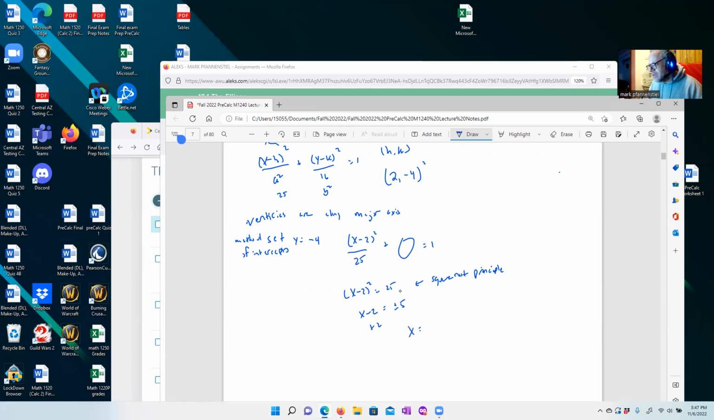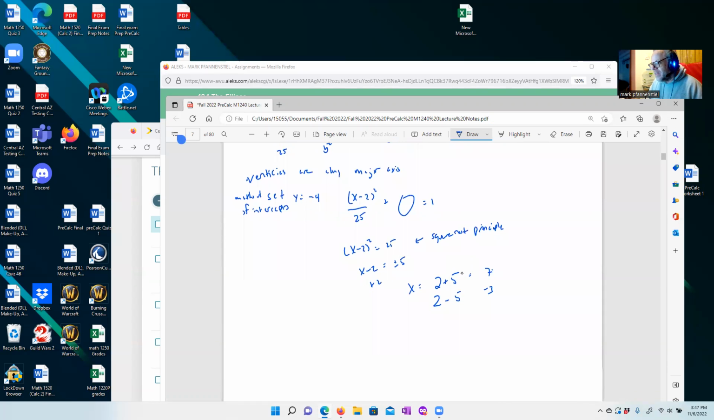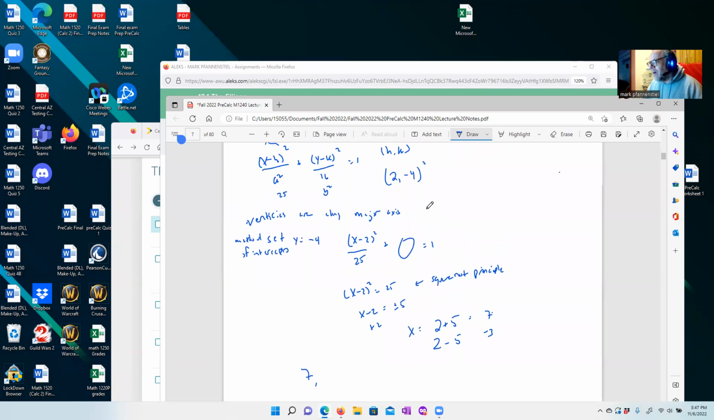So we're going to have x is equal to 2 plus 5. We're also going to have x equals 2 minus 5. So we're going to have 7, and 2 minus 5 would be -3. So my vertices here, the x ordinates anyway, are going to be 7 and -3. Now the y ordinates, the vertices, they're going to be from the center. Since my center was 2, -4, the x ordinate is going to be 7, and what was my y ordinate? That was -4. So one vertex is at 7, -4. The other vertex is going to be at -3, -4. We're not changing where the y value is.